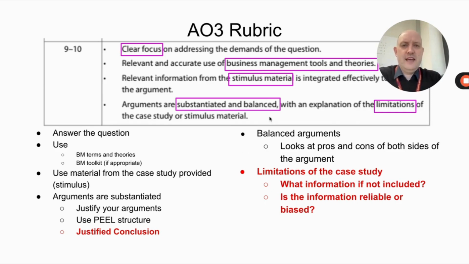What I'm going to do is take the rubric and focus on the bits that relate to the conclusion. I've actually highlighted those in red. So it's the last bullet point that we need to look at. Arguments are substantiated and balanced with an explanation of the limitations of the case study or stimulus material. So in the conclusion, there's three things I think we need to do. Number one, we need to have a conclusion. Number two, we need to justify our conclusion. And then number three, we need to talk about the limitations of the case study. And I'm going to talk about those three in detail during this video.